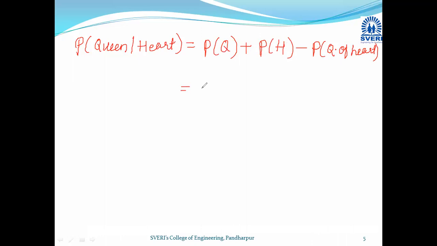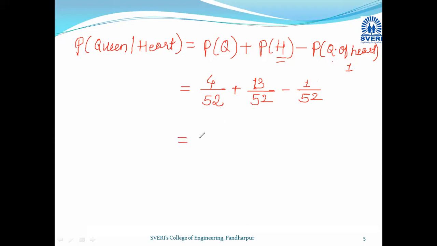So the probability of queen is 4 out of 52 cards, as there are 4 queens. Out of 52 cards there are hearts. How many hearts are there? 13. And queen of heart there is only 1. So 4 divided by 52 plus 13 divided by 52 minus 1 divided by 52. 1 out of 52, 13 out of 52, 4 out of 52.